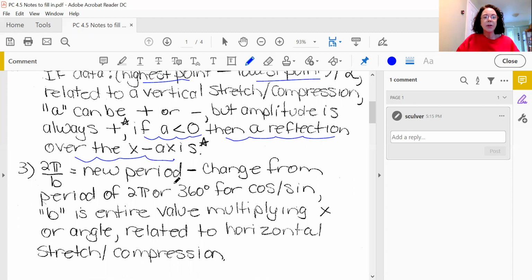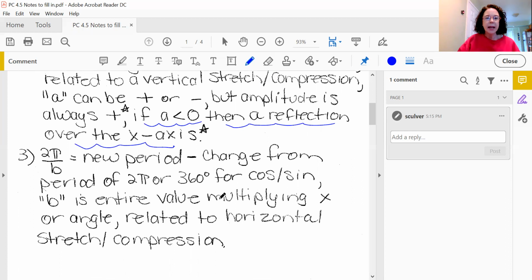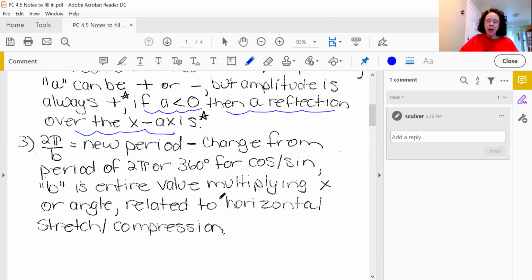Now, let's talk about a new period. So cosine and sine both have a period of 2 pi, meaning that a sine goes through a full cycle of its upper loop and lower loop in 2 pi or 360 degrees. And cosine does the same. Cosine at 0 starts up at its highest value of 1 and ends up at its highest value of 1 at 2 pi, going through a full cycle.